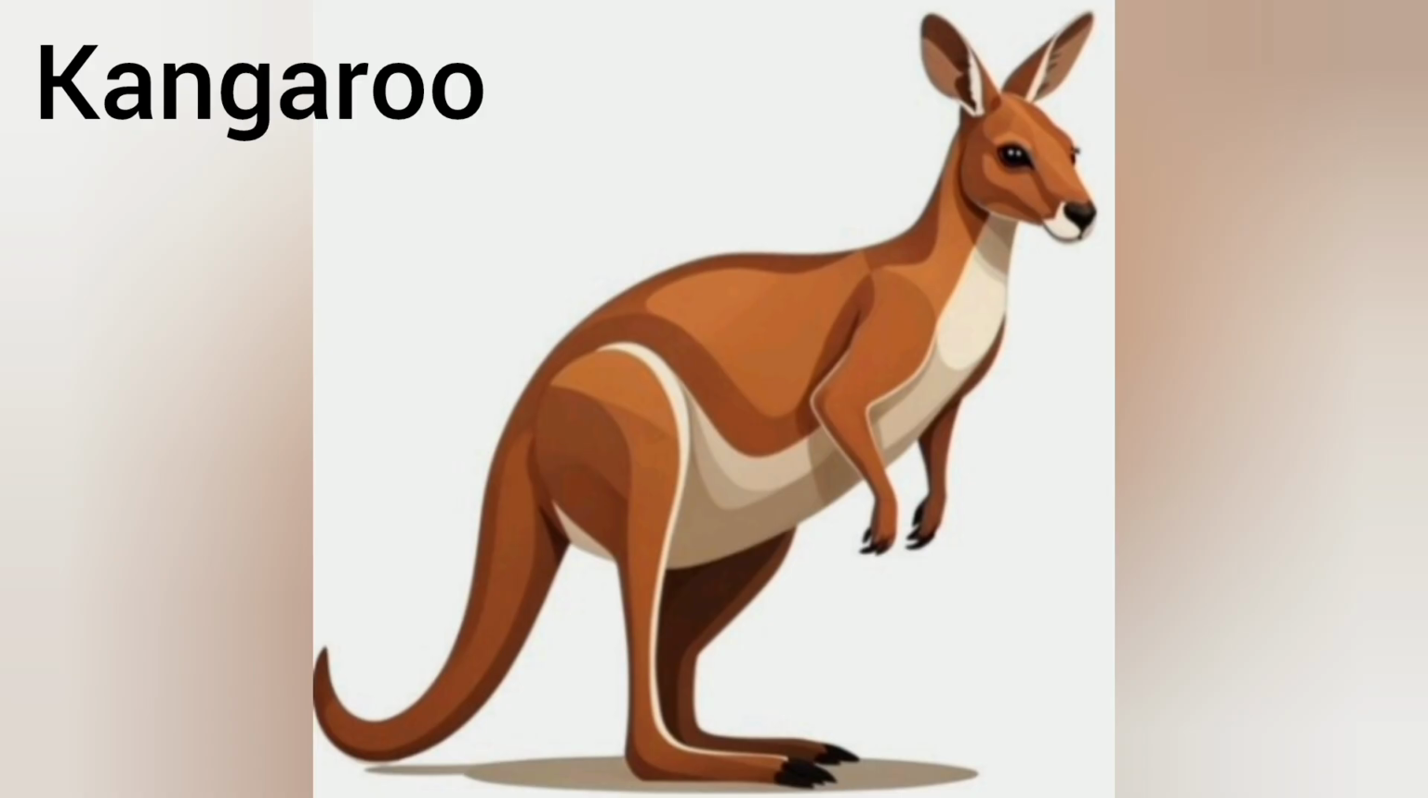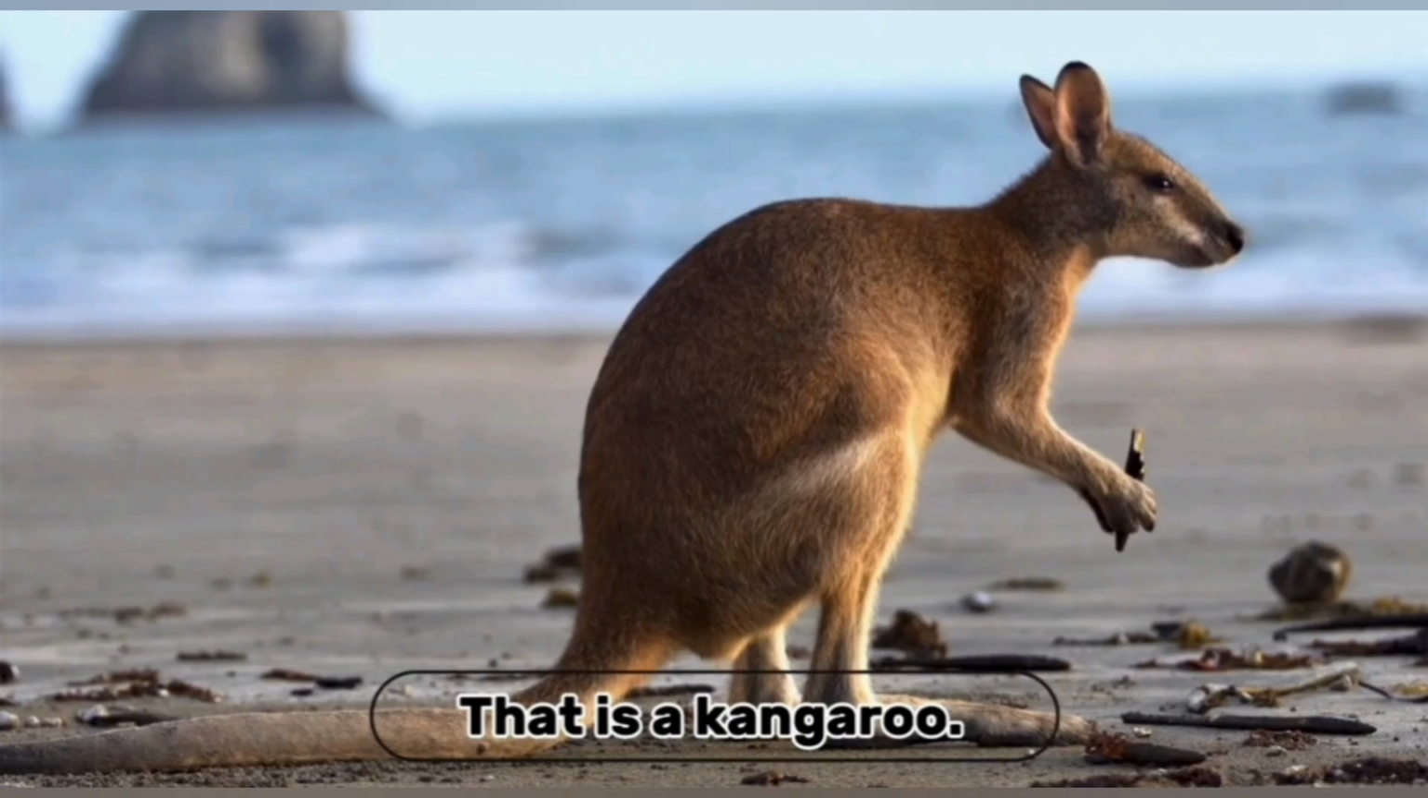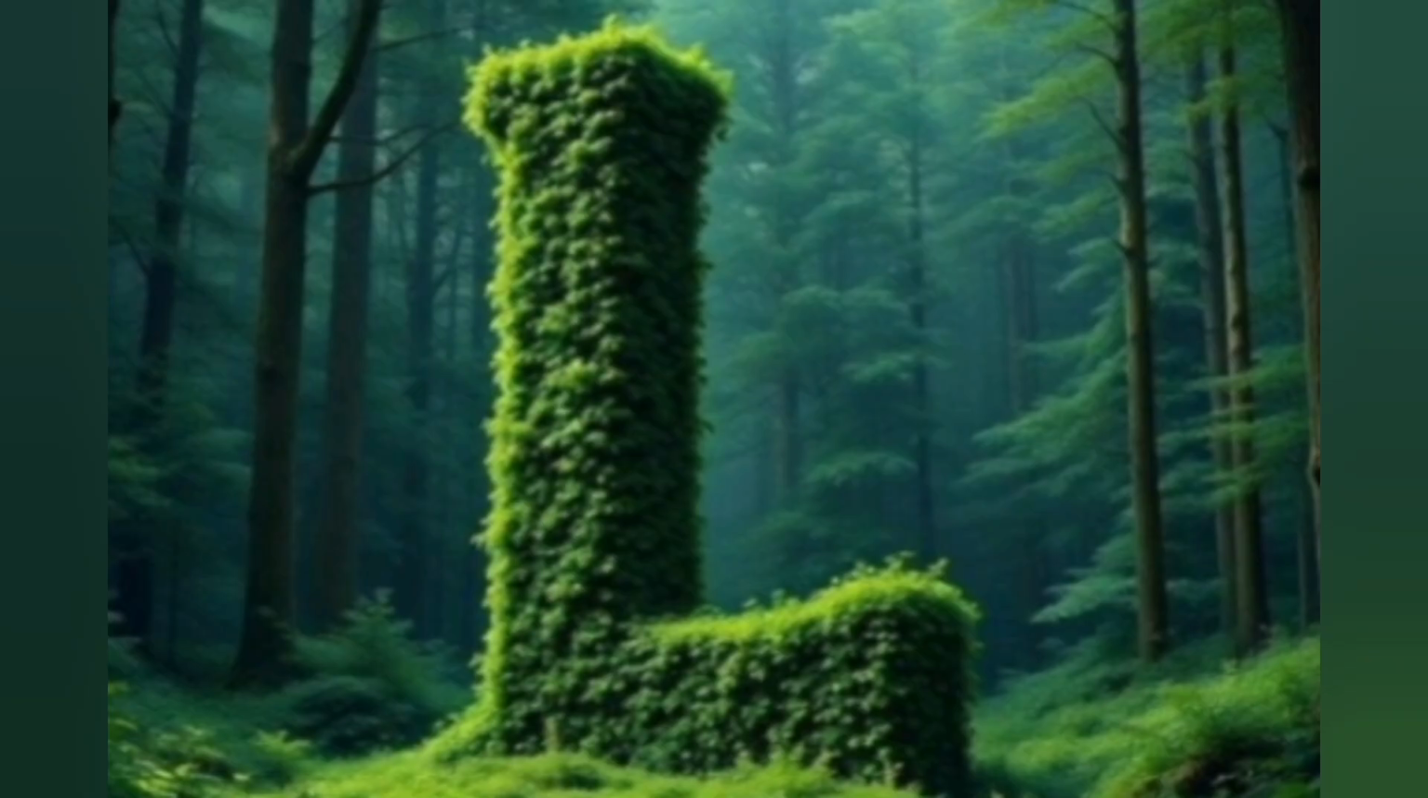K. K is for kangaroo. Kangaroo. That is a kangaroo. Kangaroo means kangaroo. Sentence बना that is a kangaroo. The next letter is L.